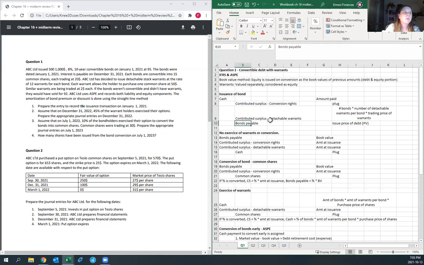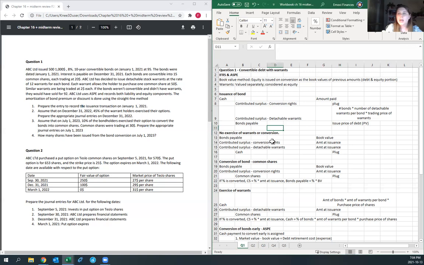And then your bonds payable is your issue price of the debt, like you did in chapter 14, it's your present value of the debt. So the reason why it's not the same amount as the cash is that the debtor is paying a premium on your debt to have the right to convert it at a later date before the bond is due. So that's why your cash amount and your bonds amount are not the same. The difference is going in your equity. So that's the equity portion of the debt.